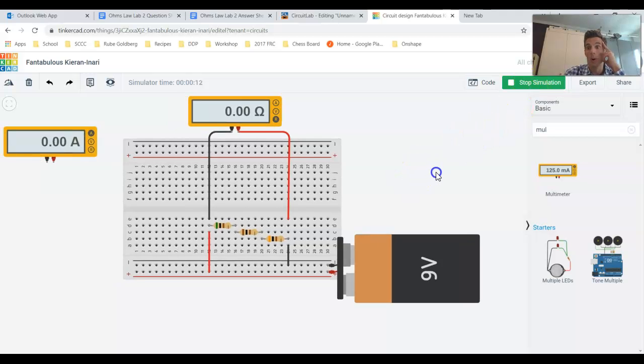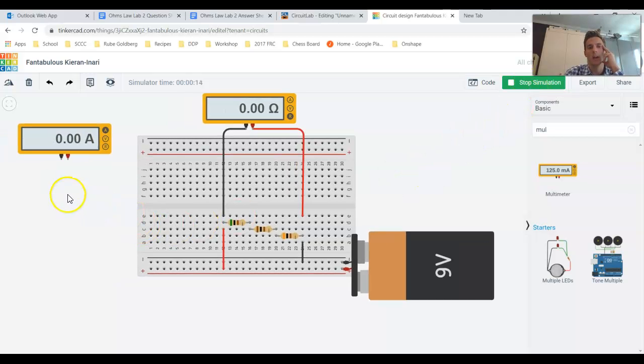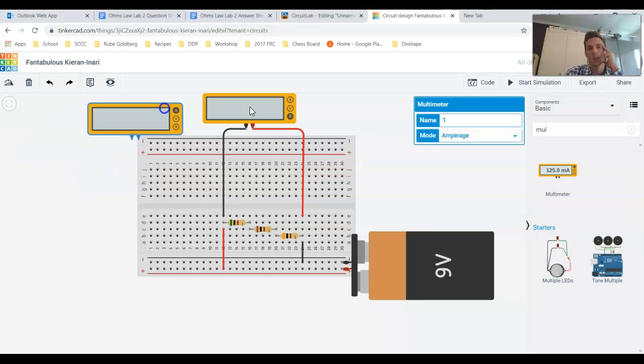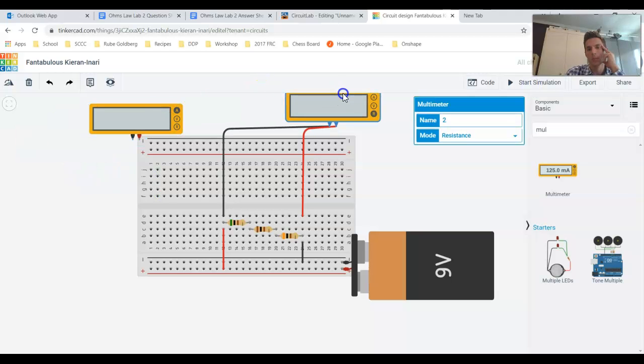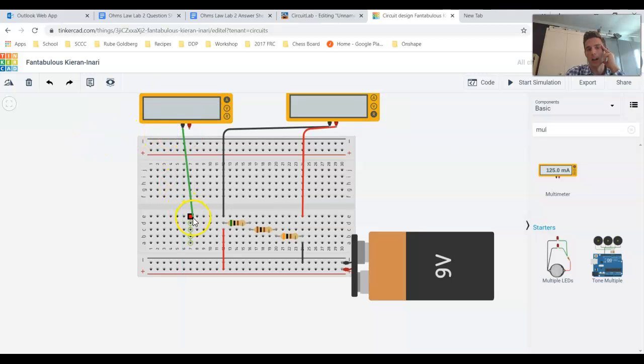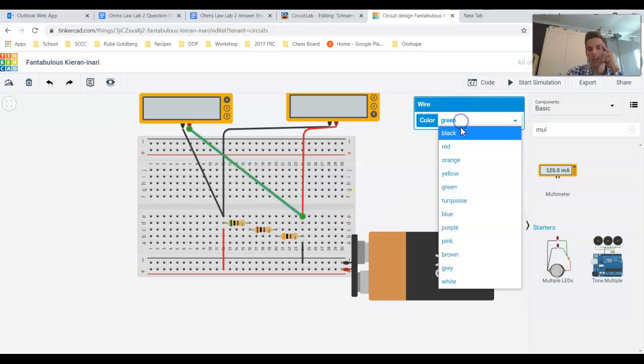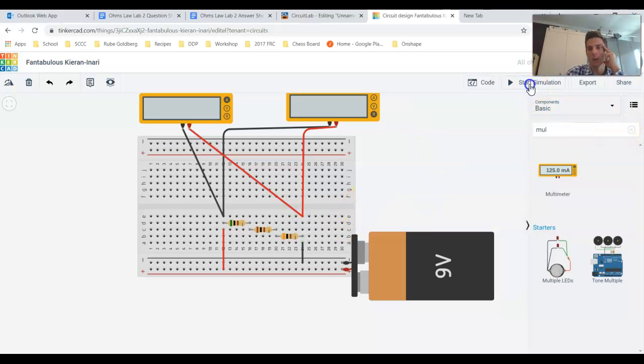So let me show you the wrong way to connect up an ammeter. If I were to connect up between here, oh, I have to stop my simulation. Why don't we move this one over? If I were to connect in parallel, which is the opposite of what you're supposed to do, and I went to start my simulation, this is saying that we're getting 5,000 amps, which is not possible.